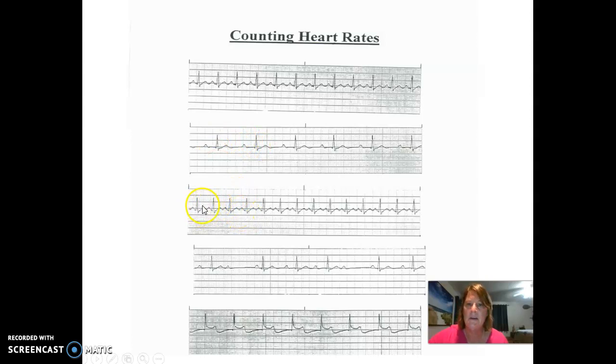This example here, it looks like it's evenly spaced. QRS to QRS to QRS looks evenly spaced. My rate is 1, 2, 3, 4, 5, 6, 7, 8, 9, 10, 11, 12, 13, 14. So a rate of 140.